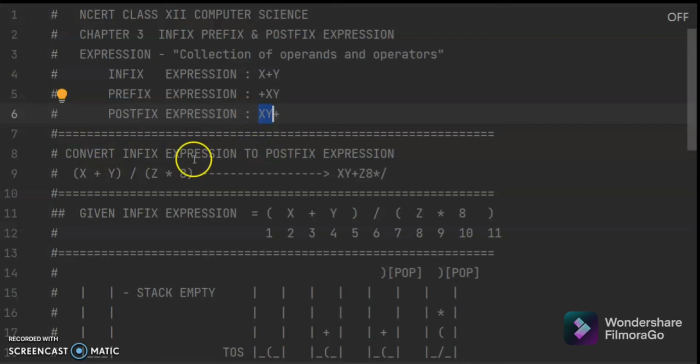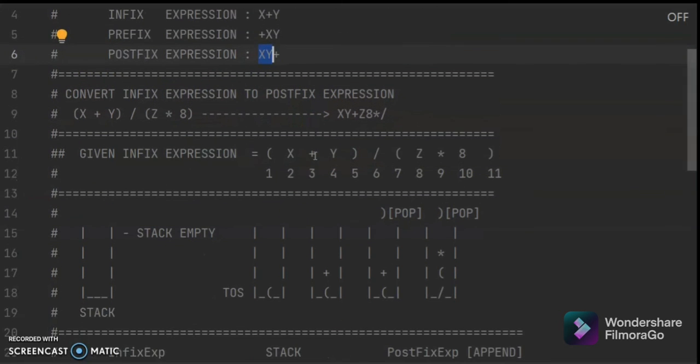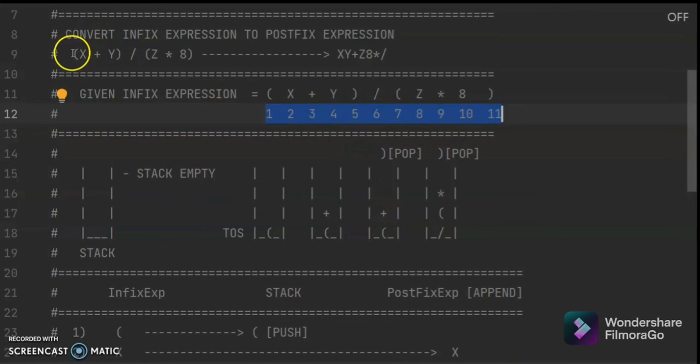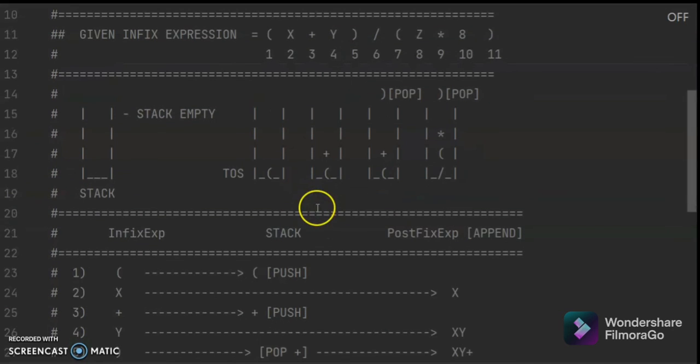Converting infix to postfix, the rule is, first we separate everything for better understanding. I have separated it here, 11 elements are there. If you find a matching right parenthesis, you will pop out all the operators from the stack and append them to the postfix. This is the simple rule.